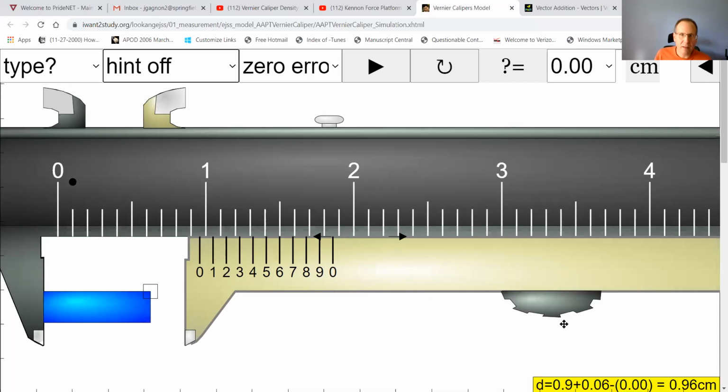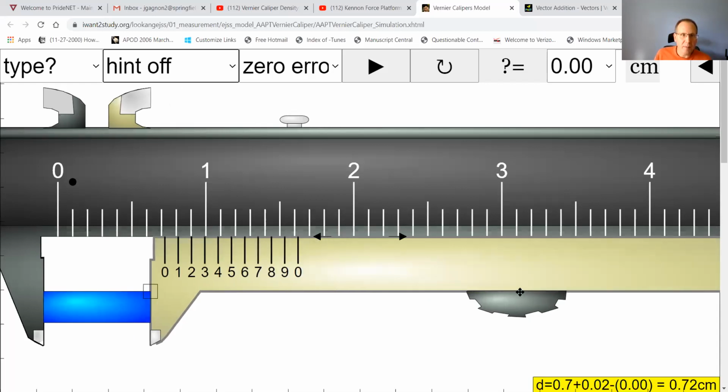Say something like that. And you would close the jaws on the object, right? So in our case, it'd be the height of the cylinder and the diameter of the cylinder. Now, there's two scales here. You have a main scale on the vernier caliper, which is in centimeters. So that's the 0 through, probably goes through like 6 or something. Right now, you can only see 0 through 4. So that's the main scale in centimeters.